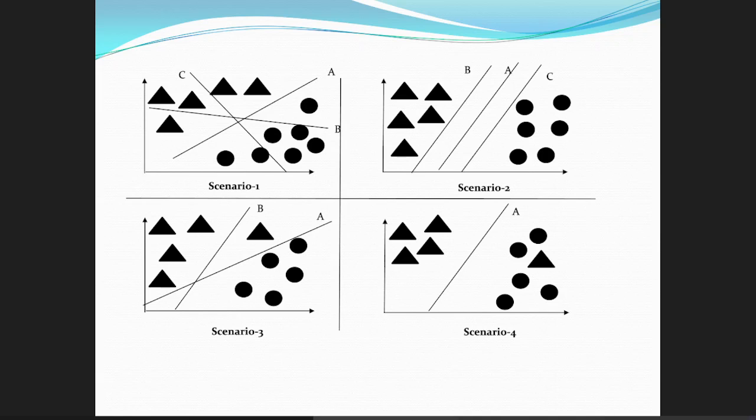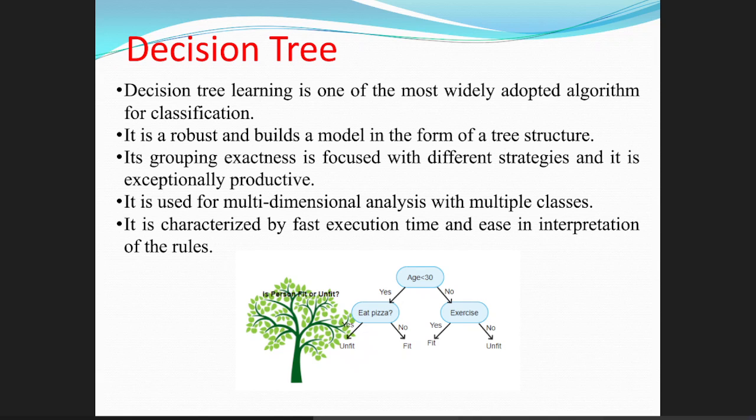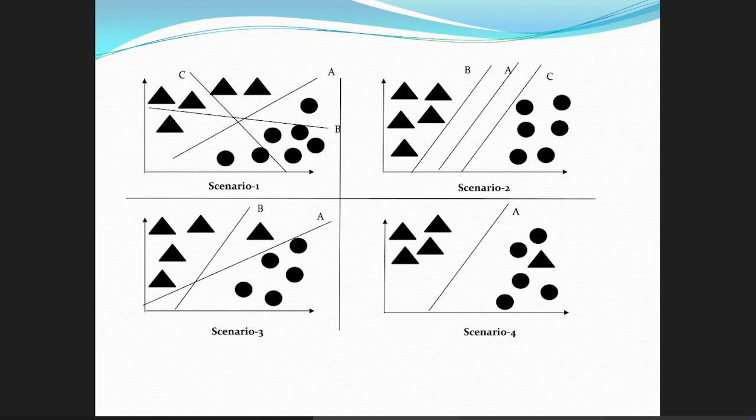Because with B we have a triangle on this side. In scenario 4, it is non-separable, so here we have an error. So we have to take it to a higher dimension to make it linearly separable. Fine, so this was your SVM, support vector machines.